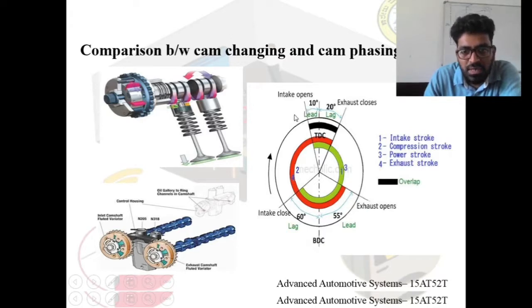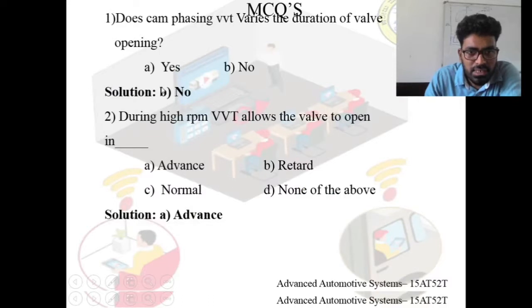So the more advanced, it closes earlier. The more retarded, it closes later. So the single cam profile is operated and the duration of valve lift cannot be changed. So the answer is no. During high RPM, variable valve timing allows the valve to open in advance, retard, normal, none of the above. During high RPM, I told that more advance is needed. So the answer is advance, A.